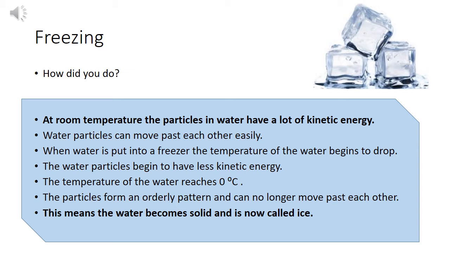The temperature of the water reaches 0 degrees Celsius. The particles form an orderly pattern and can no longer move past each other. This means the water becomes solid and is now called ice. Give yourself a mark, but more importantly, I'd like you to correct if any are in the incorrect order, because these are going to be your notes to explain what happens when a substance freezes into a solid. So pause the video, check it, and correct it.